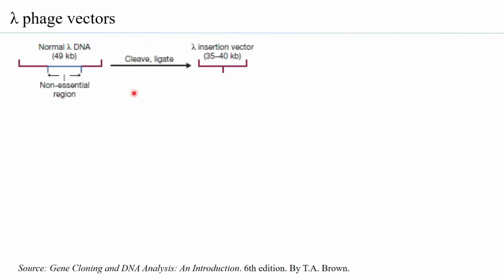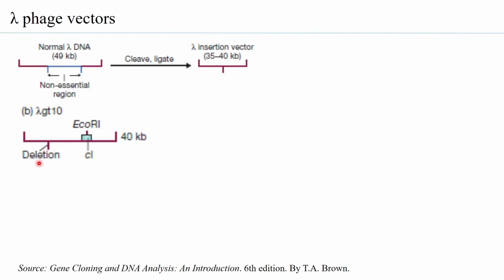Now, let us look at what lambda insertion vectors are. We know that lambda phage vectors can either be insertional vectors or replacement vectors. Insertional vectors means that from 20 kb to 35 kb is the non-essential region when you use the normal lambda DNA as a vector. So you can insert a DNA within this region and the lambda phage will continue to work normally. You can also cleave out this region, completely remove it, and then the genome size goes from 49 kb to 35 to 40 kb, and within that you can have your gene of interest inserted.